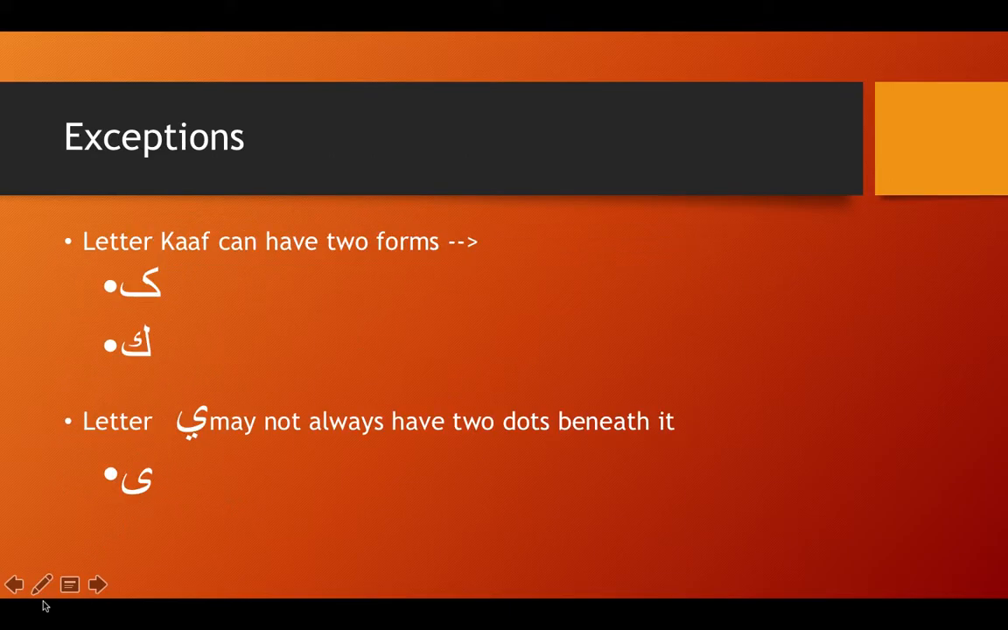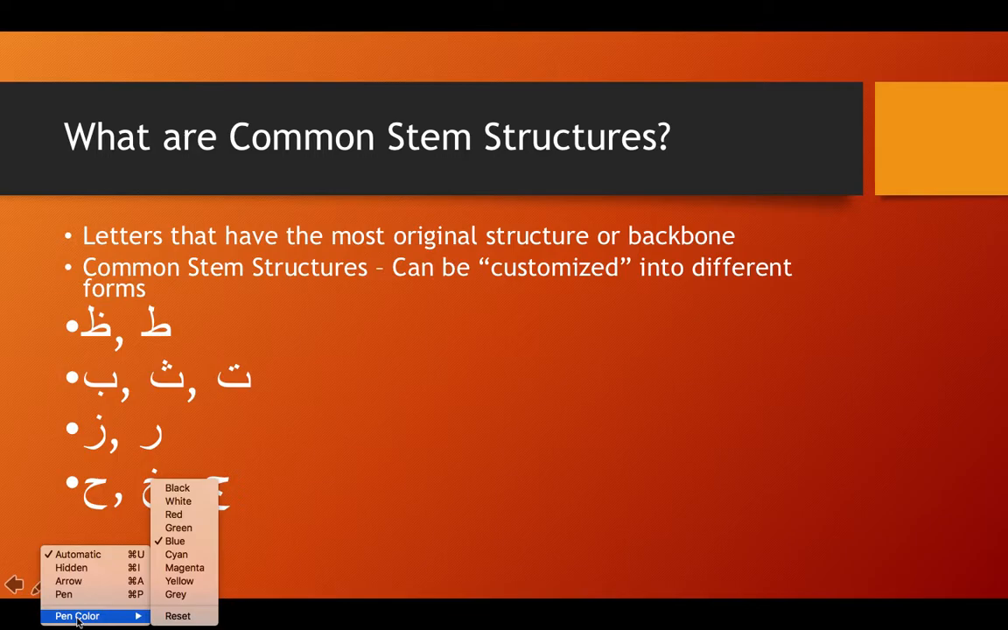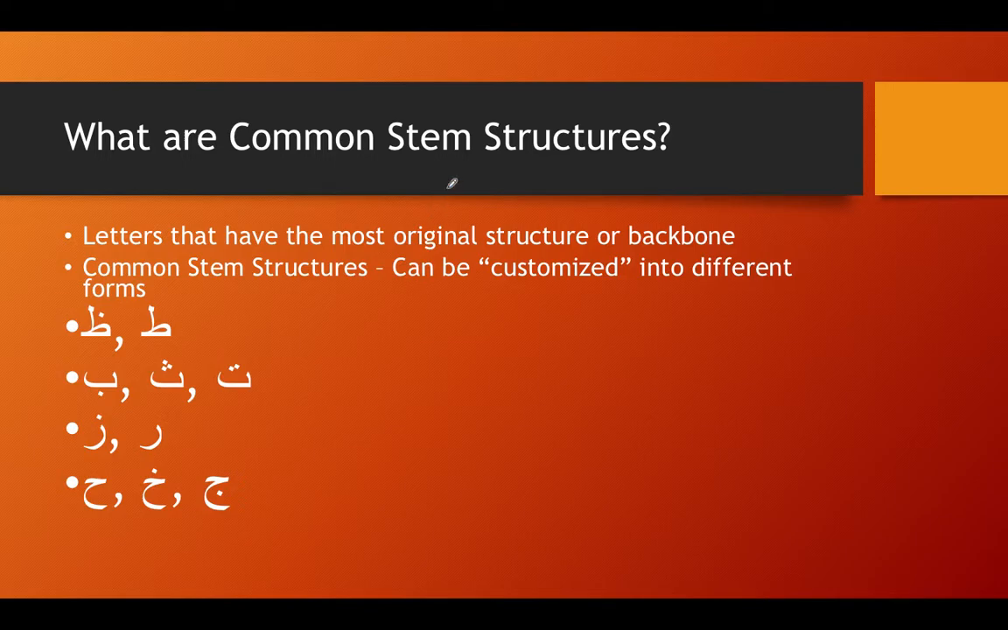So now we actually get to the specific stuff here, and that is the concept of common stem structures. Okay, so we talked a bit about that. Common stem structures are letters that have the most original structure or backbone, and they can also be customized into different forms. So they can have many different forms. This concept can also be called the parent stem structure, or the parent structure. In fact, the concept of parent structures is probably a better way to think of this, because all of the different forms of the common stem or parent structure originate from that.